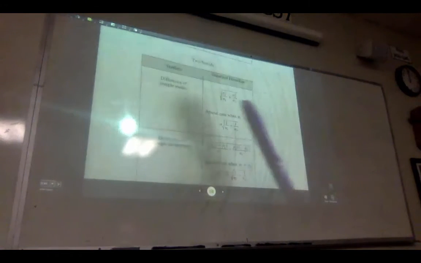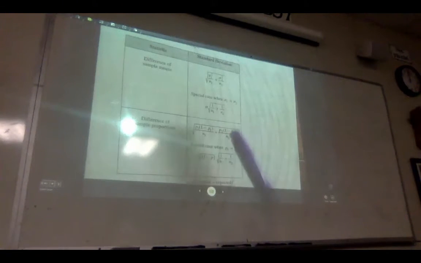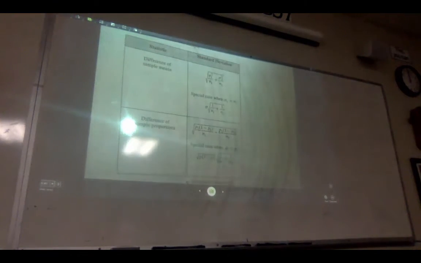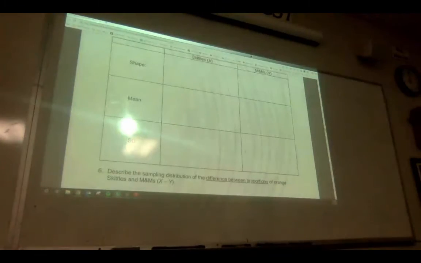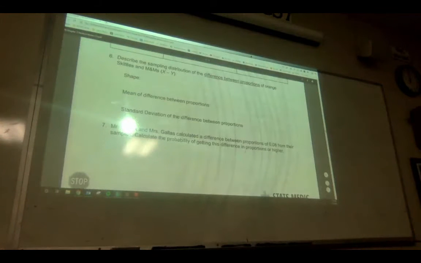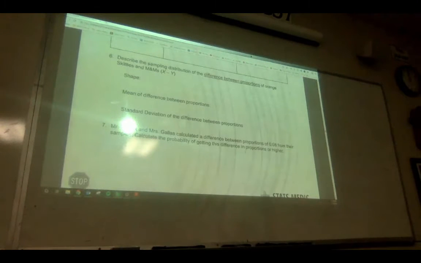Difference of sample means, special case when they're actually equal. Difference of sample proportions here, special case when the proportions are equal. These are the formulas that we're going to be using. So I'm pointing them out to you so that you know that they are available to you. Let's do a little bit of math here.